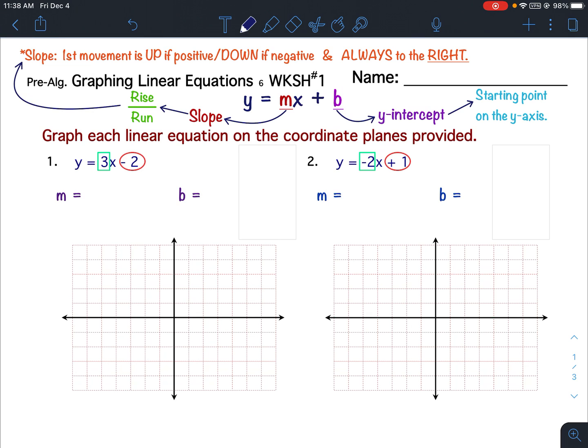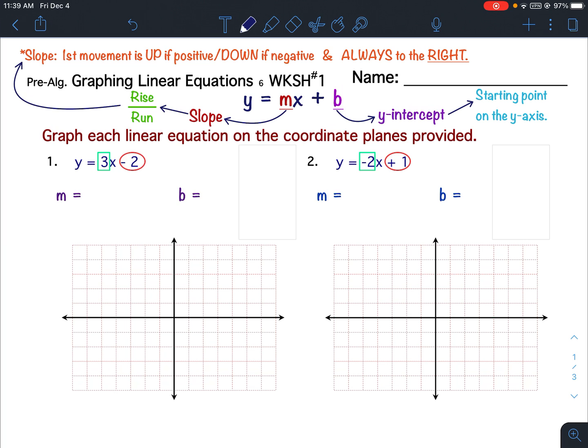Okay, so slope. Your first movement is either up or down. So you start at the y-axis, wherever the point is on the y-axis. And from that point on the y-axis, you either go up if the slope is positive, or you would go down if the slope is negative. Up if it's positive, down if it is negative. And you always go to the right. So again, your slope is up and to the right or down and to the right. I'll show you what I mean in the example.